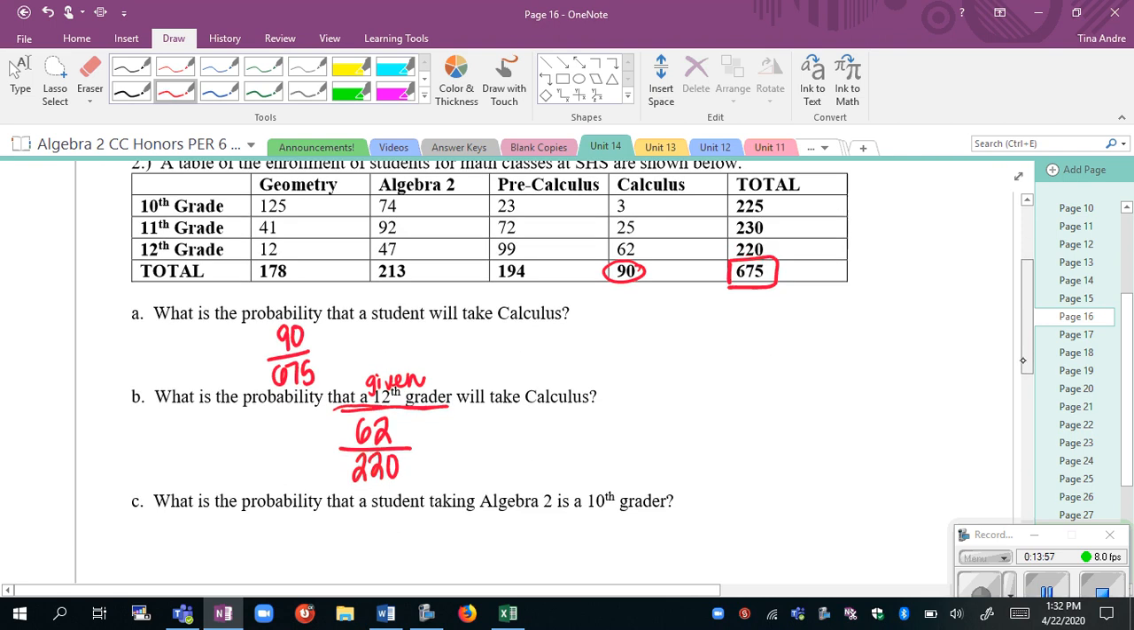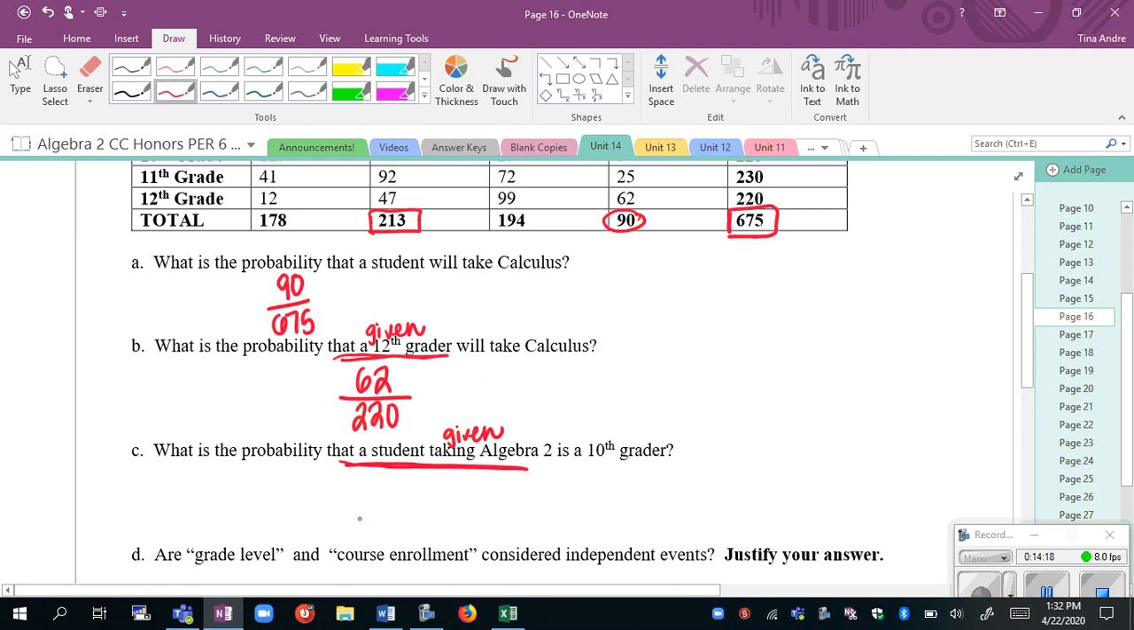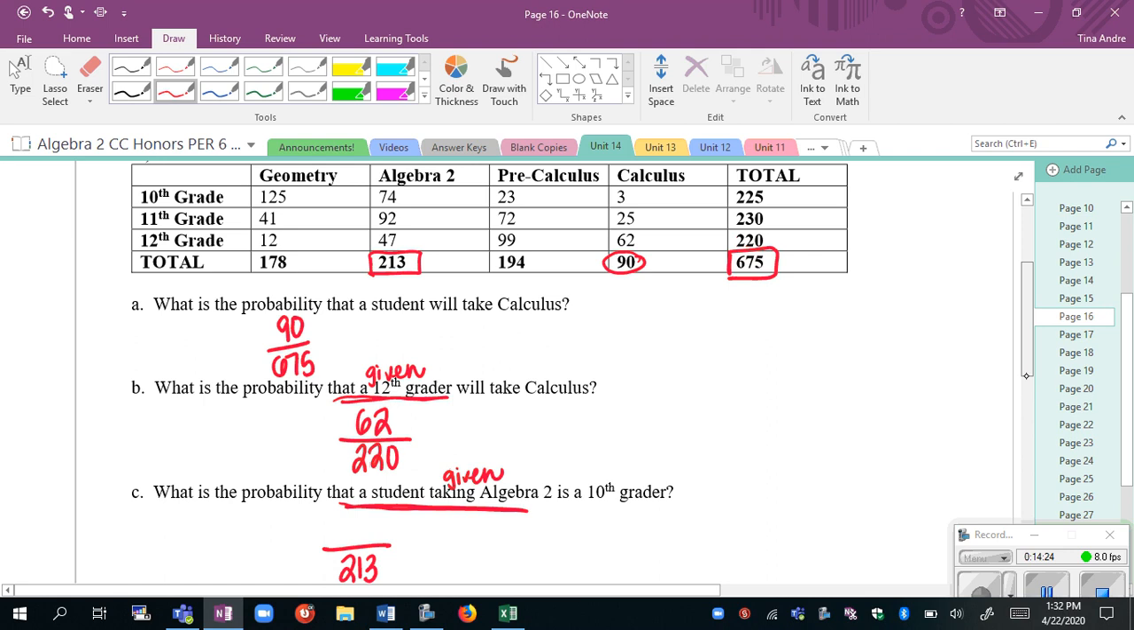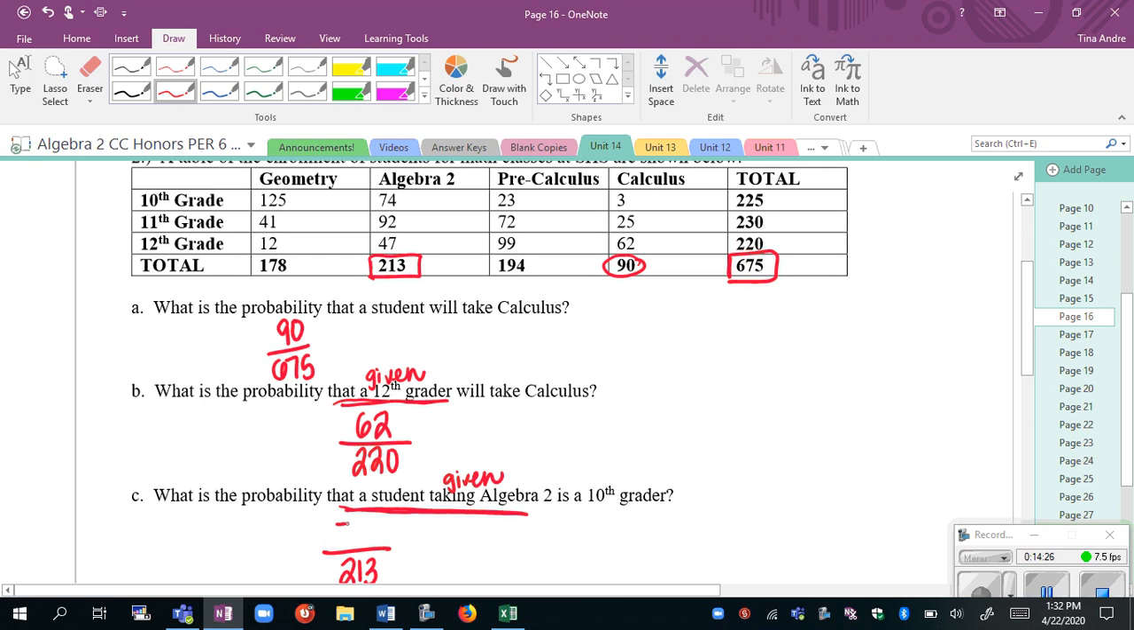Part C, what is the probability that a student taking Algebra 2, so out of the students that are taking Algebra 2, this is my given, what's the probability that they are a 10th grader? Out of the students taking Algebra 2, there's 213 taking Algebra 2. What's the probability that they're also a 10th grader? So 74.